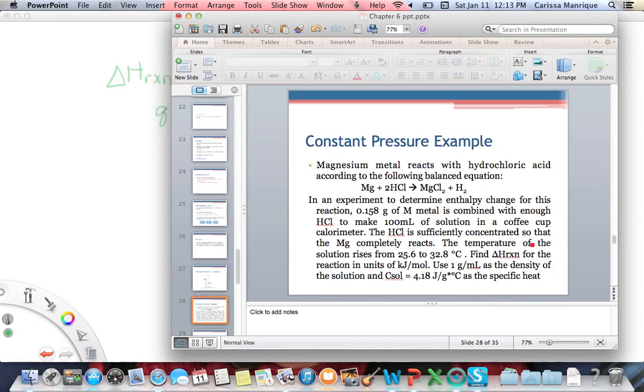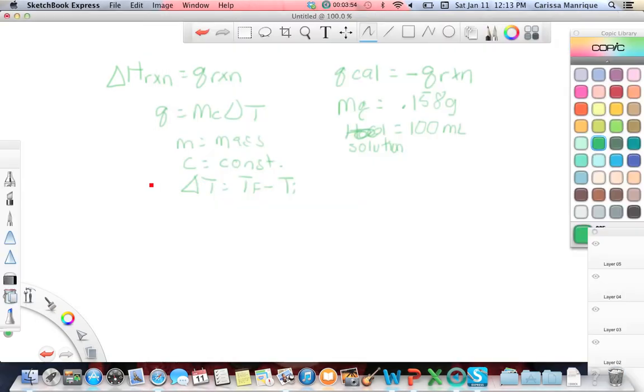Okay, the temperature of the solution rises from 25.6 to 32.8. So for our temperature final, I'm going to put right here, we have 32.8 minus our initial was 25.6. If I go ahead and subtract those out, I should get 7.2. So my delta T is 7.2, and that's in degrees Celsius.